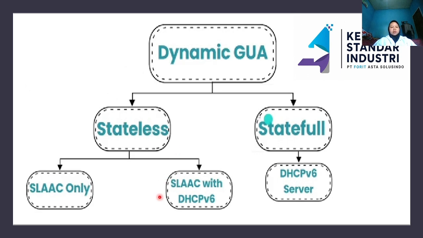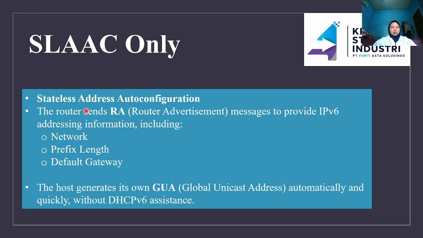Next, stateless is divided into two types, my friend. There are SLAAC only and SLAAC with DHCP version 6. Let's discuss what SLAAC only is. In SLAAC only, the router uses stateless address auto configuration by sending router advertisement RA messages to provide IP version 6 addressing information, including the network prefix, prefix length, and default gateway. Then, the host generates its own global unicast address automatically and quickly without the DHCP version 6 assistance.